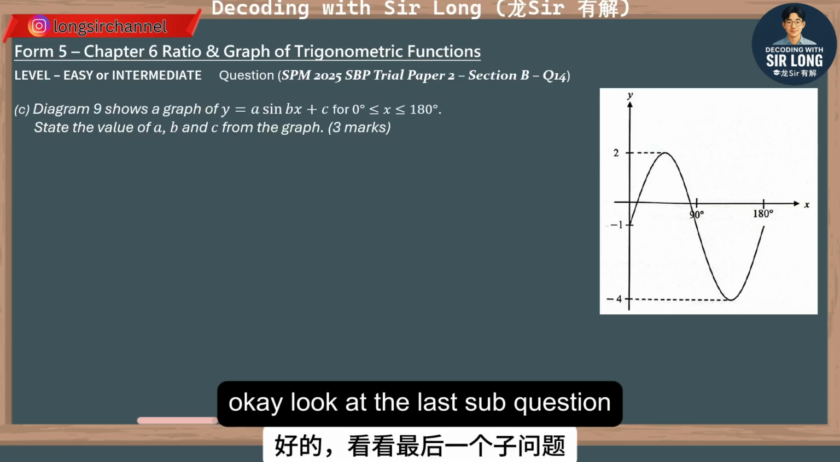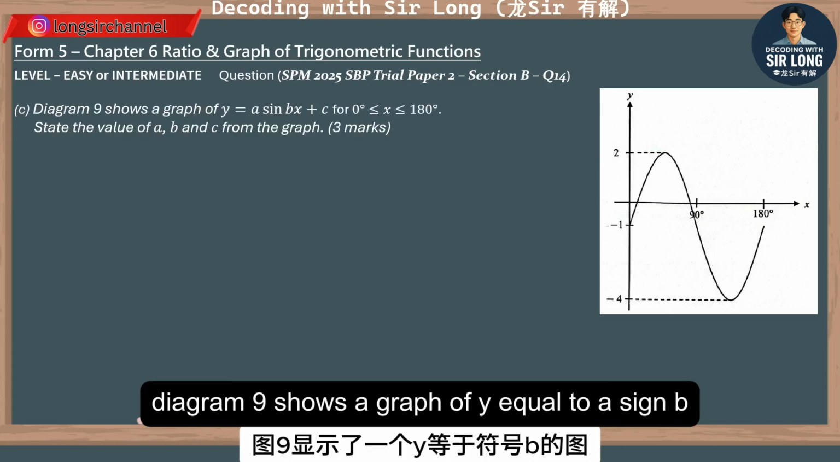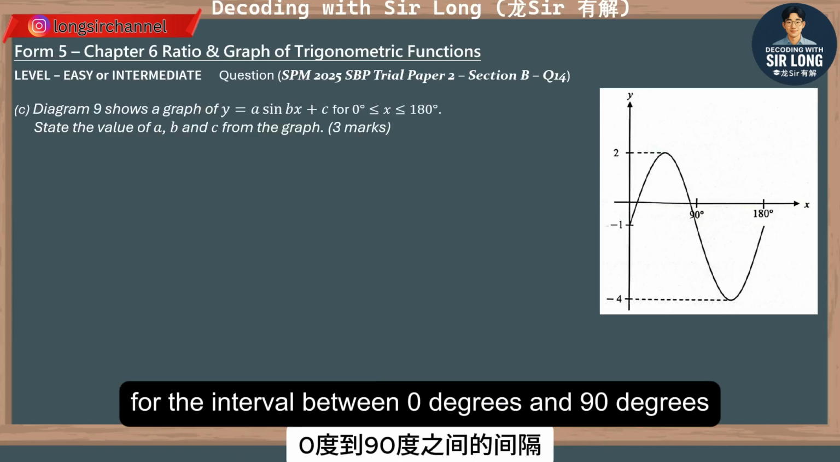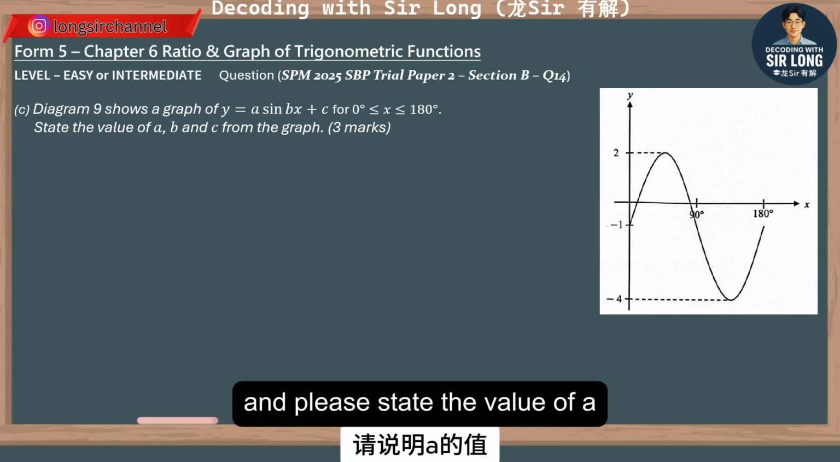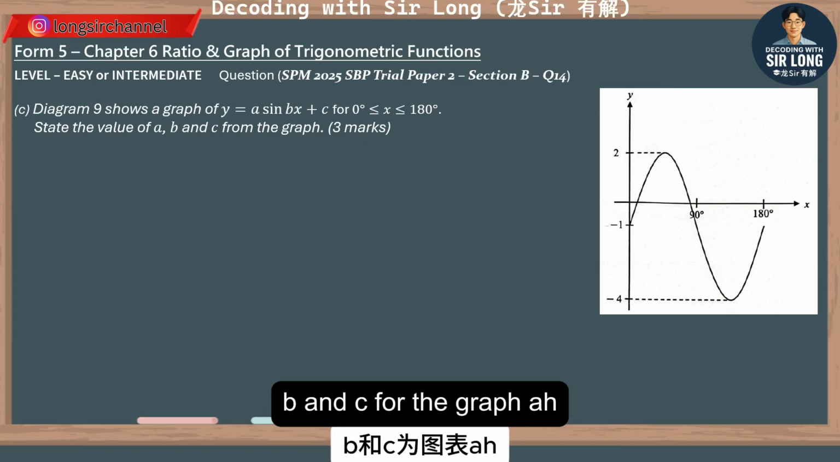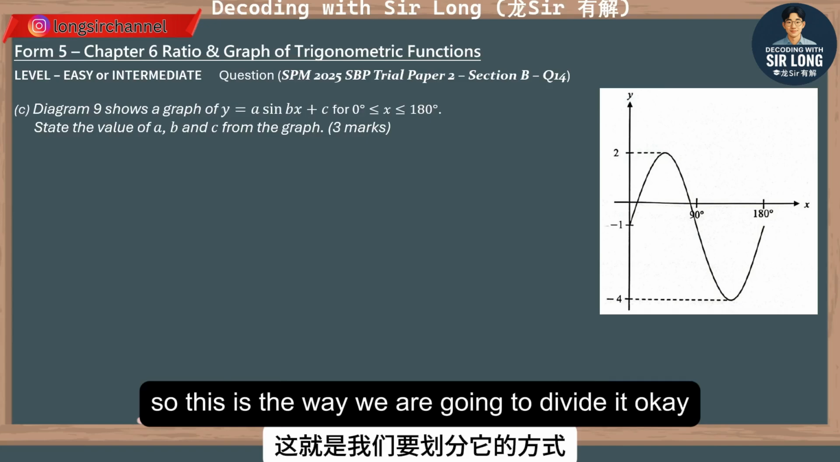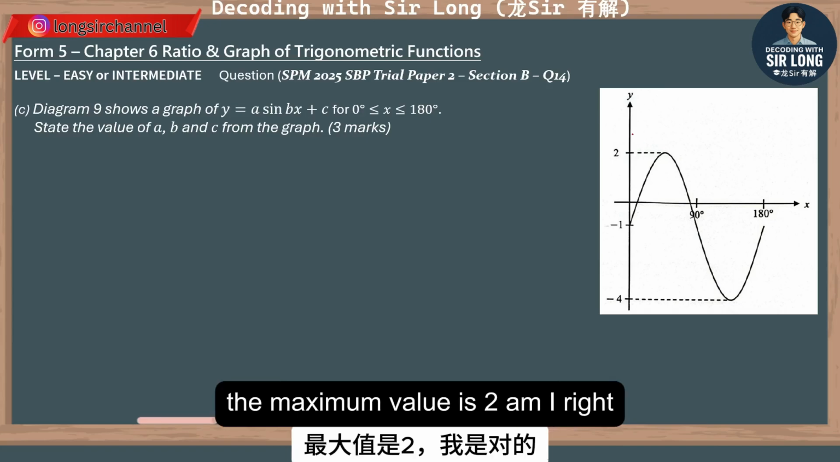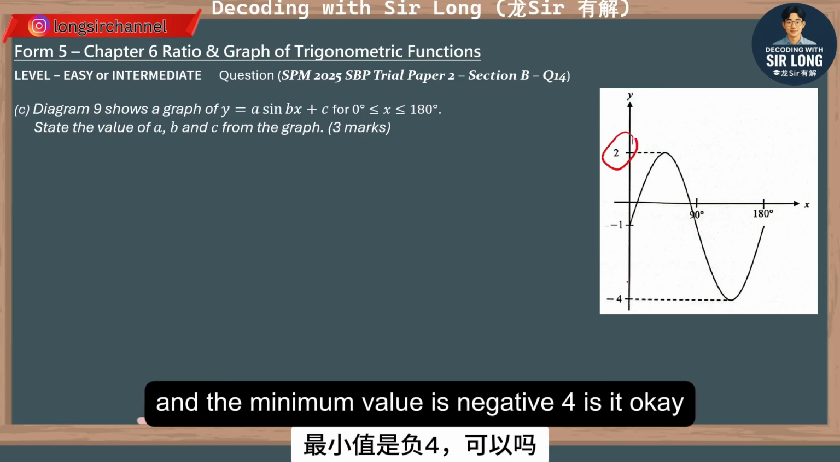Okay, look at the last sub-question. Diagram 9 shows a graph of y equal to a sine bx plus c for the interval between 0 degrees and 180 degrees. Please state the value of a, b, and c from the graph. So this is the way we are going to solve it. Based on this graph, the maximum value is 2, am I right? And the minimum value is -4, is it?